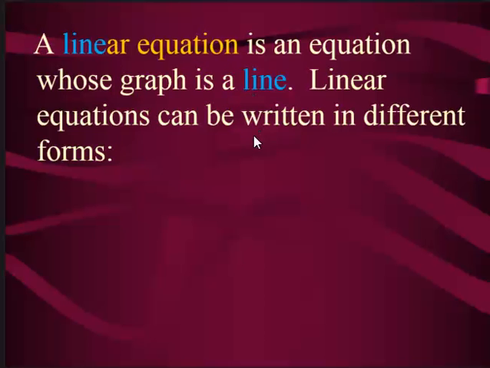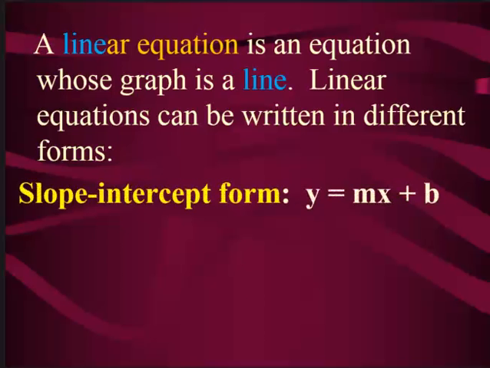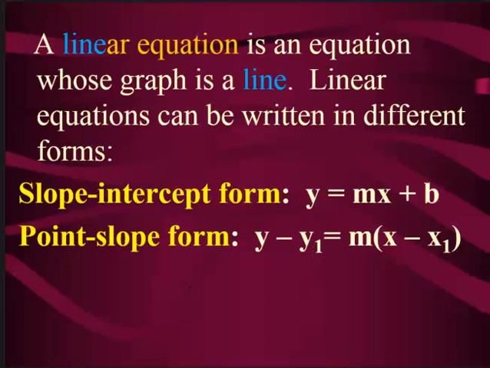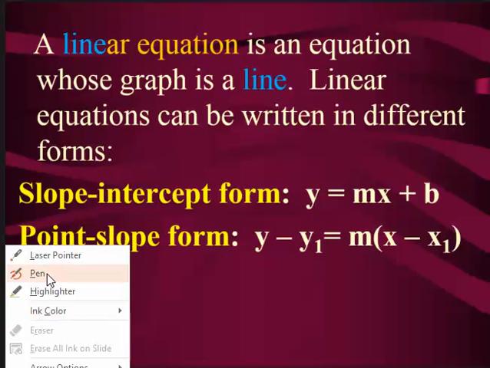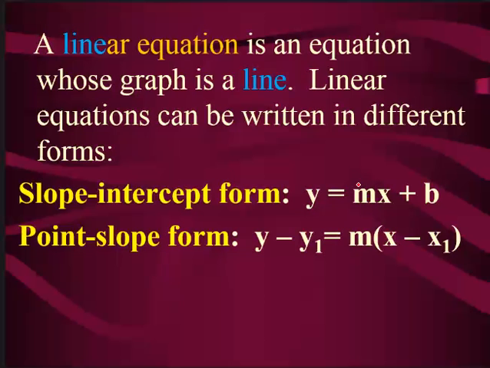There are three different ways that we can write these linear equations. One is called the slope-intercept form, which you learned in algebra. M, we just learned in the previous section. M stands for slope, and B is your y-intercept.